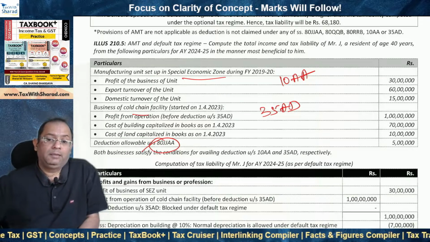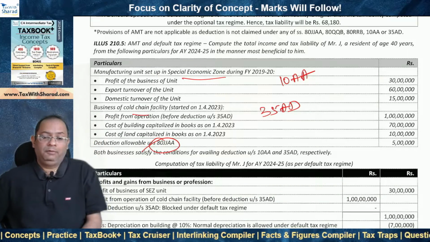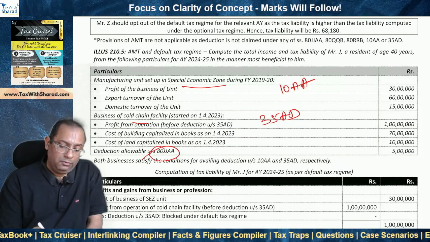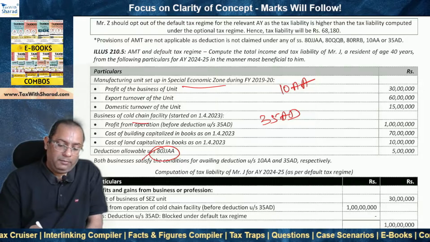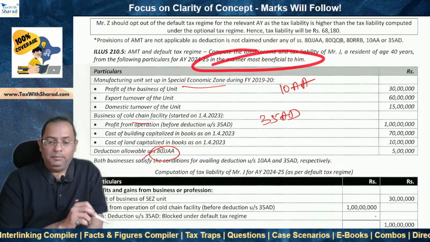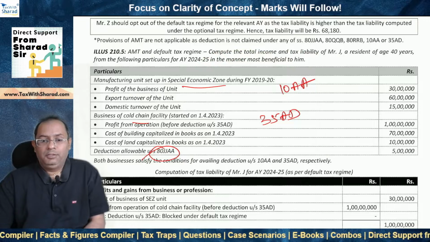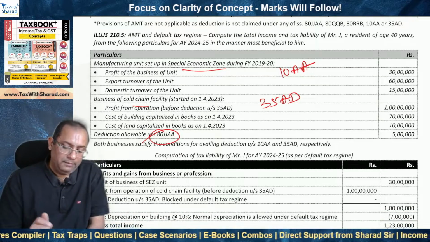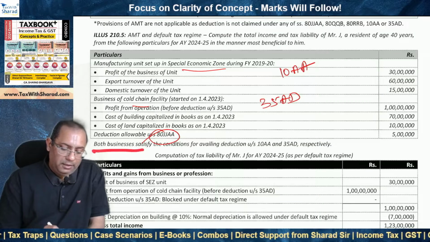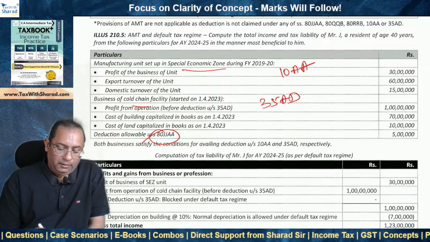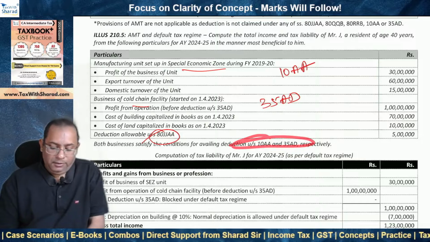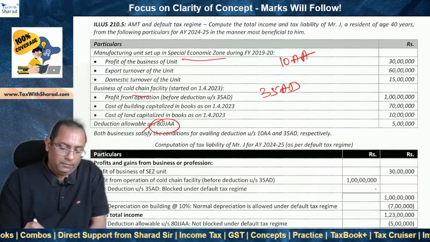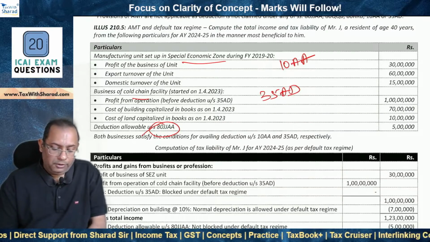And now you know that these are the sections which have been specified in AMT. Therefore, you need to explore AMT provisions as well. And since the question has asked you to compute the total income and tax liability in the manner most beneficial to him, that means default tax regime and optional tax regime both need to be applied and considered before arriving at the final answer. Both businesses satisfy the conditions for availing deduction under section 10AA and 35 AD. So all conditions are satisfied, and now we look at how to solve the question.